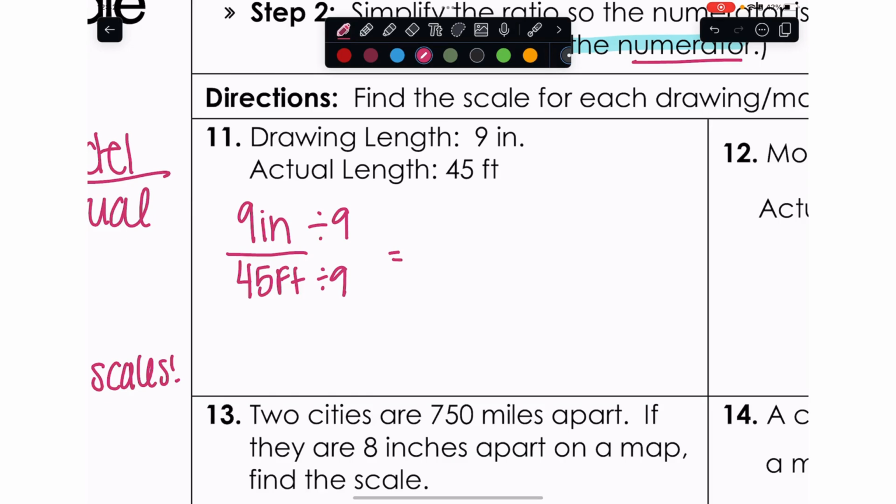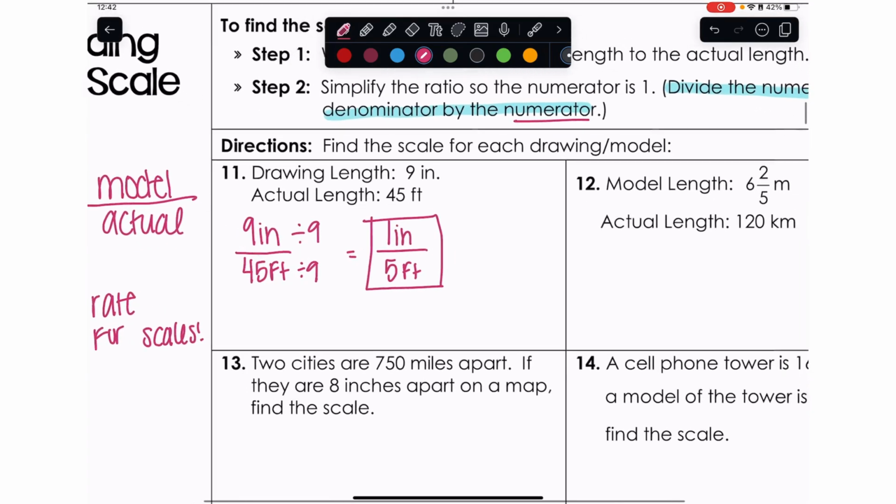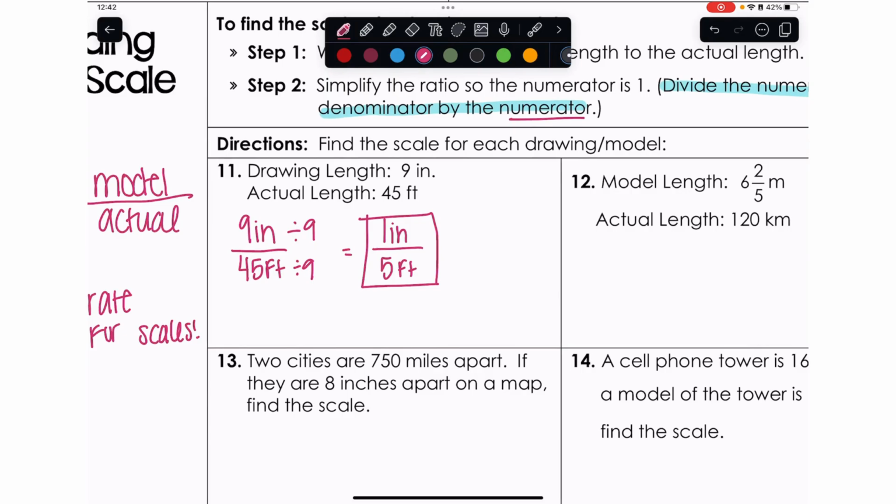So 9 divided by 9 tells me 1 inch. And then we could type in 45 divided by 9, or hopefully we know that it's 5. So there is my scale. That's what you want. You want to try to get to saying 1 inch really means 5 feet. Yes? So what happens if you can't divide your numerator by your denominator? You still do. You just make it decimals.